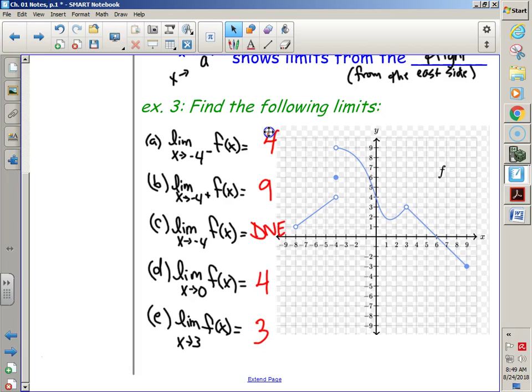But they're both headed to a height of 4. And then from the left and from the right, from the west and from the east of 3, they're also in agreement. Doesn't matter, open or closed. They're also in agreement of where they're headed, and they're headed to 3. Does that kind of make sense?